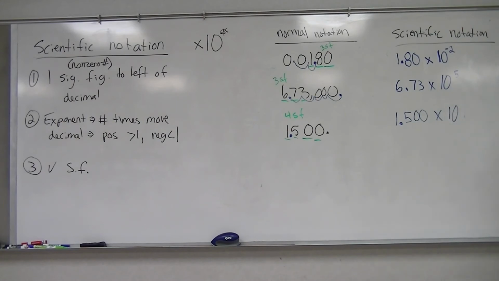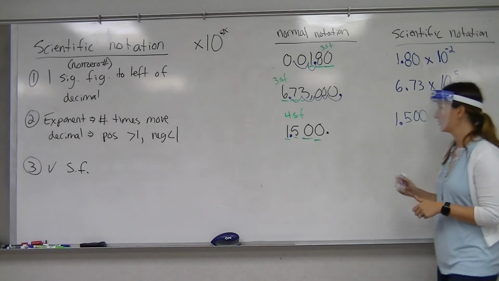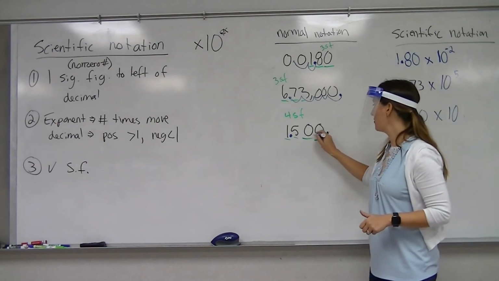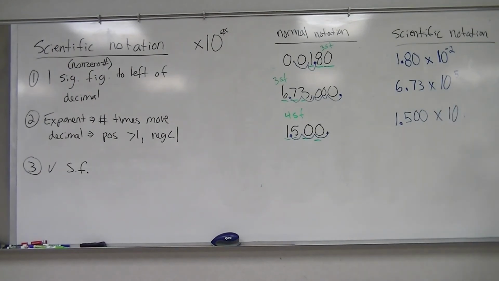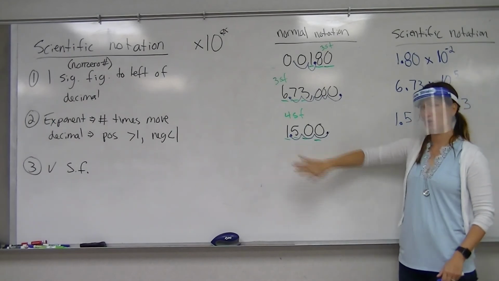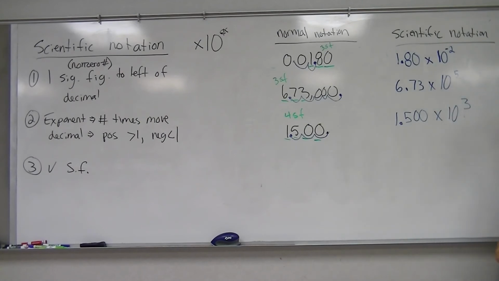To figure out the value of my exponent, I'm starting at the original decimal point and seeing how many times I have to move it to get it between the 1 and the 5. And in this case, it's 3 times. It's staying a positive because I moved to the left and because the original number was greater than 1. Questions?